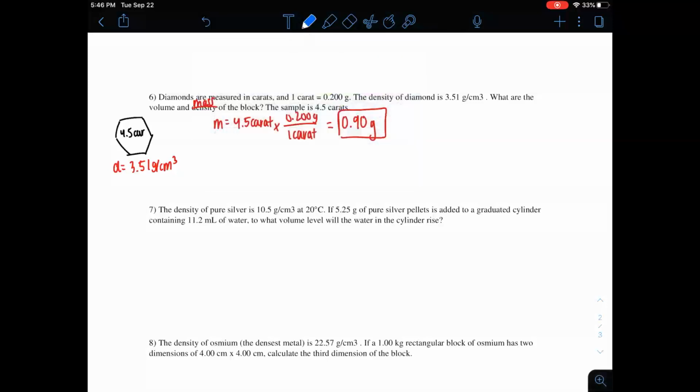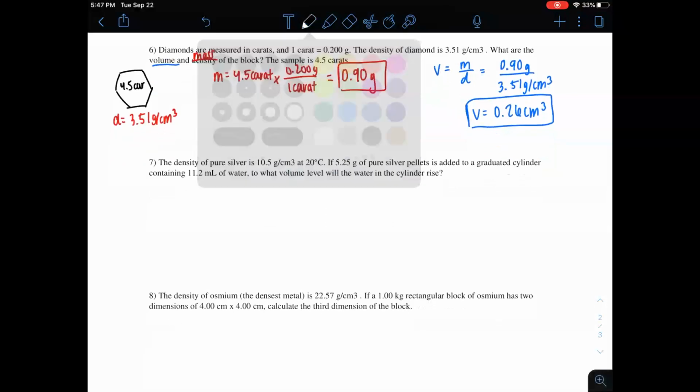Now, we're not doing our traditional density calculation. We're looking for our volume. So our equation gets modified a little bit. Volume equals mass over density. Still a plug and chug problem. So I have my 0.90 grams over my 3.51 grams per centimeter cubed. When I plug that into my calculator, I get out a volume in proper sig figs of 0.26 centimeters cubed. And that is my final answer. So my diamond weighs 0.90 grams and it has a volume of 0.26 centimeters cubed.